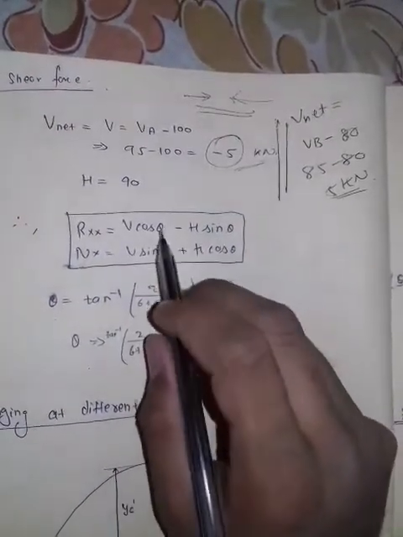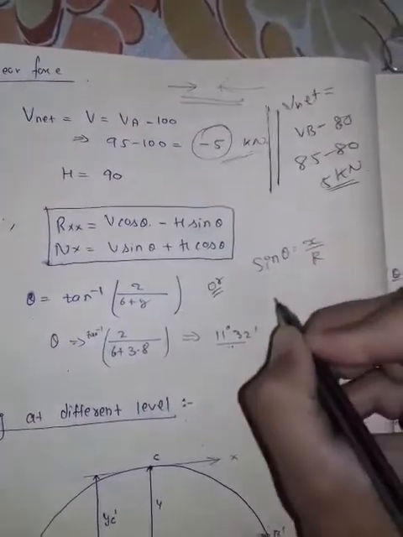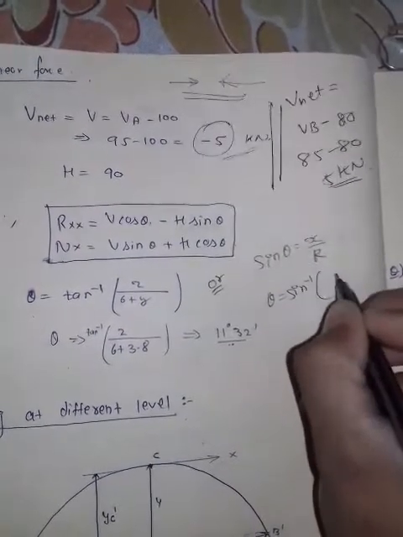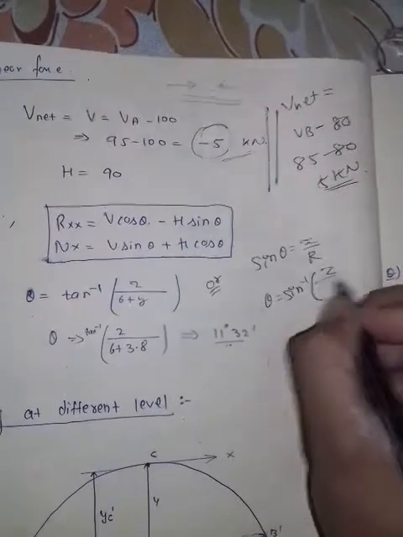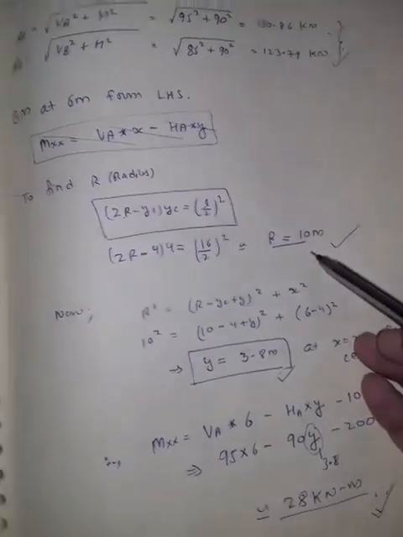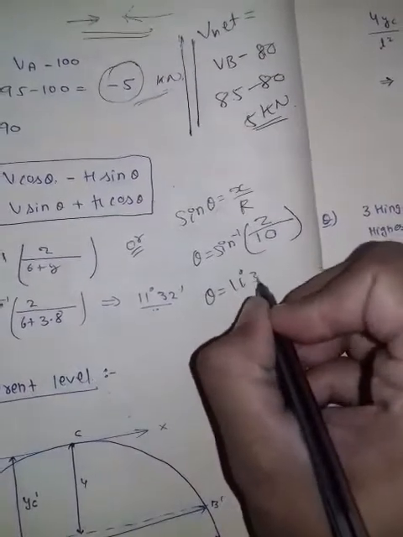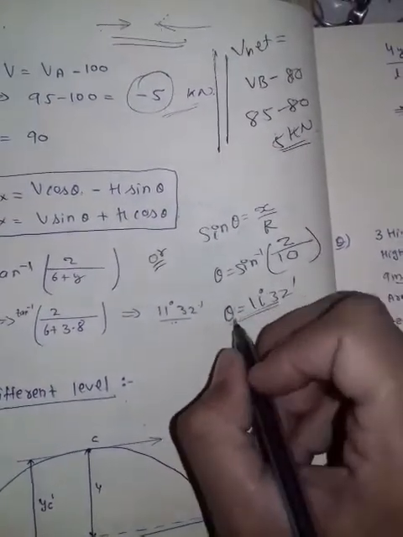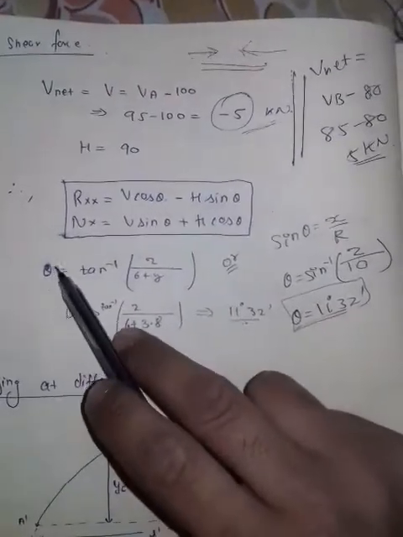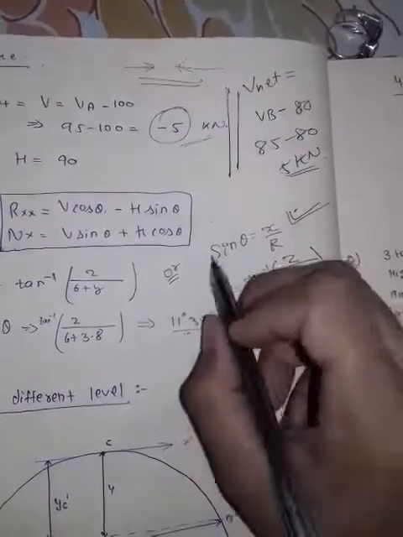So now we have to calculate the theta also. So sin theta is equal to x upon r, and theta is equal to sin inverse of x upon r, and the value of the x is 2 meter, and the radius we calculated as 10 meter. The radius is 10 meter and x is 6 minus 4, that is 2 meter. Okay, so theta is equal to 11 degree 32 minutes. You can also calculate this using the inverse function. This is typical, but you remember this formula, this is very easy. Okay, sin theta is equal to x upon r.